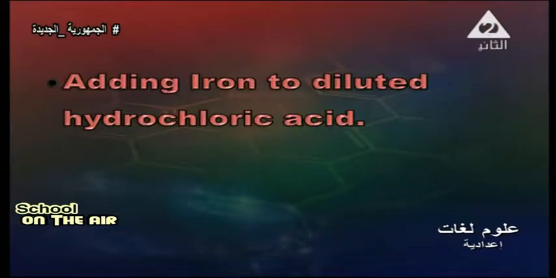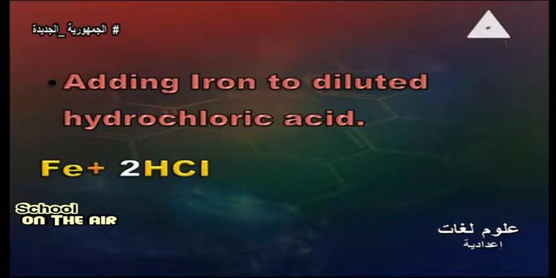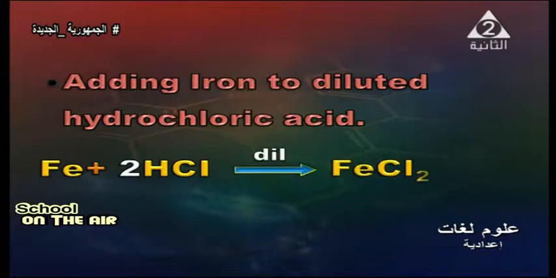Another chemical reaction: adding iron to diluted hydrochloric acid. Fe, iron filings, plus HCl, hydrochloric acid as a diluted acid. The iron is more active than hydrogen, so it will produce FeCl2, ferrous chloride, and hydrogen.